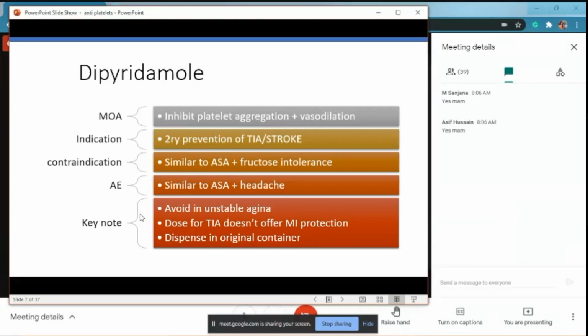Okay, so for the indication, we actually use it in combination, like I said, for secondary prevention. I already discussed the difference between primary prevention and secondary prevention.